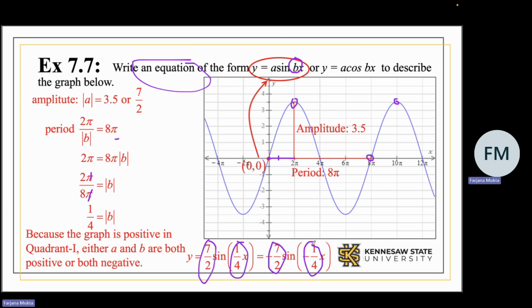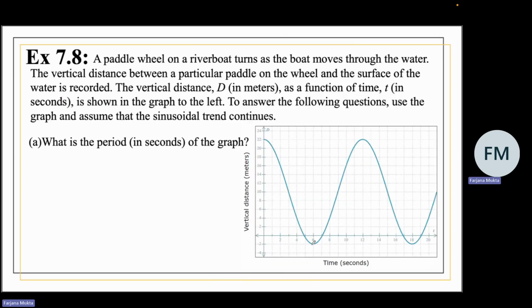All right, let's go over one more example. So here we have an application problem. It says a paddle wheel on a riverboat turns as the boat moves through the water. The vertical distance between a particular paddle on the wheel and the surface of the water is recorded. The vertical distance is defined by d as a function of time t. Now notice that in the graph, on the horizontal axis we have recorded the time t, and on the vertical axis we have recorded the distance d.